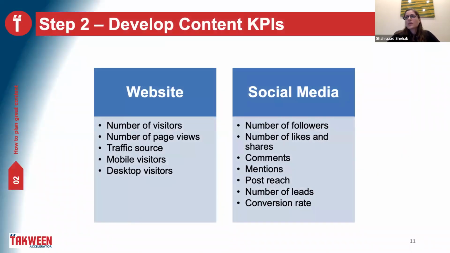The second step is to develop content KPIs, or key performance indicators. A KPI is a metric to let you know how well you are working towards your goals, and they help you make better decisions. And as you can see here on the screen, here are some examples.